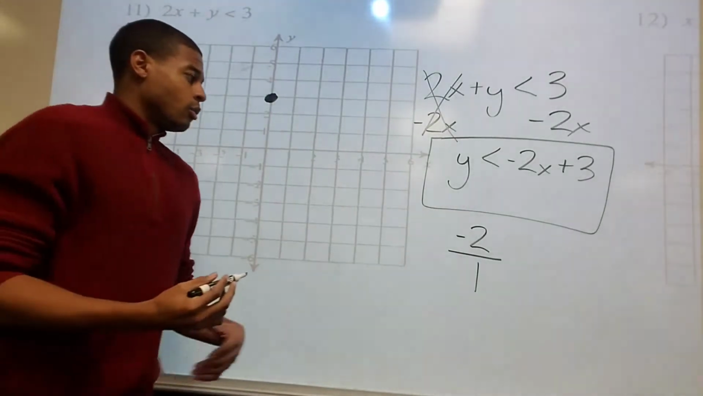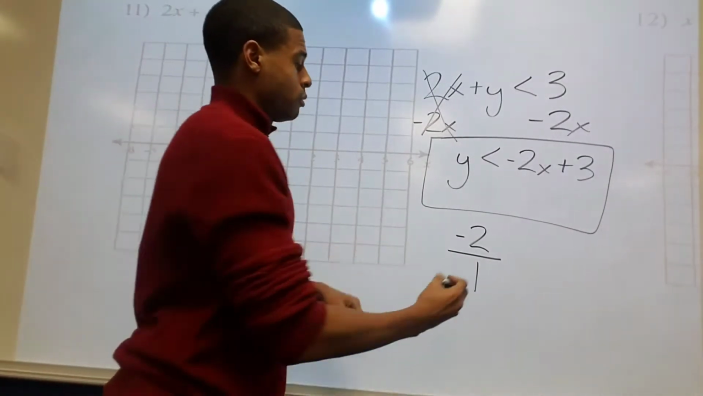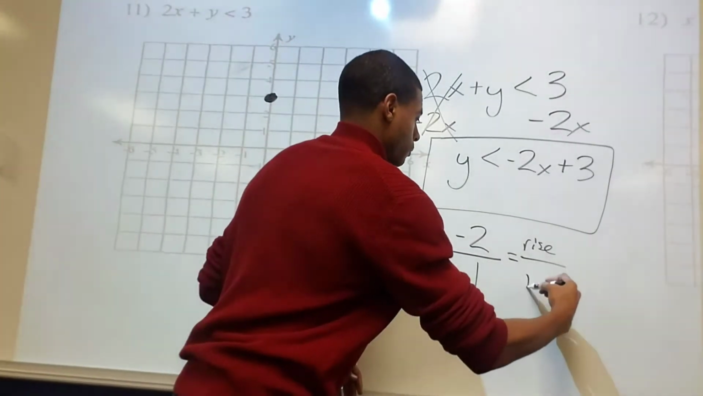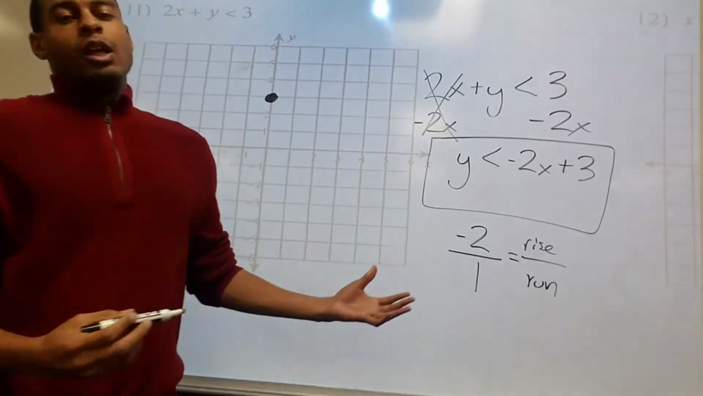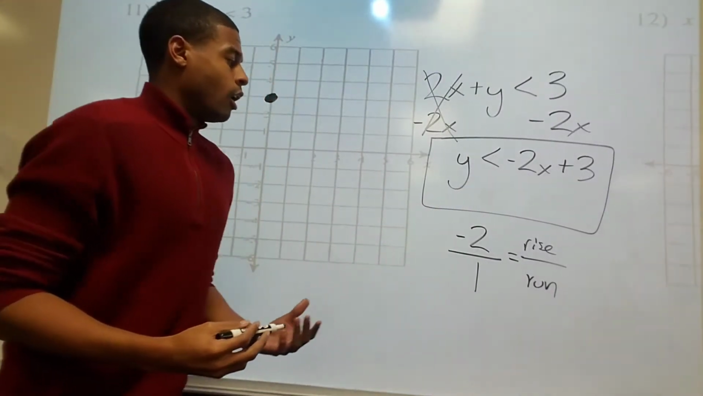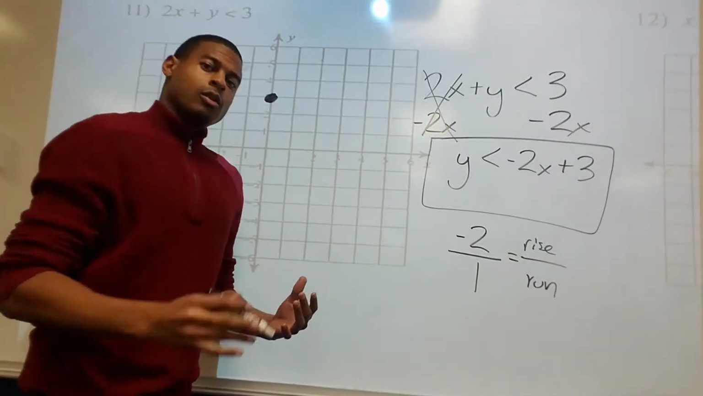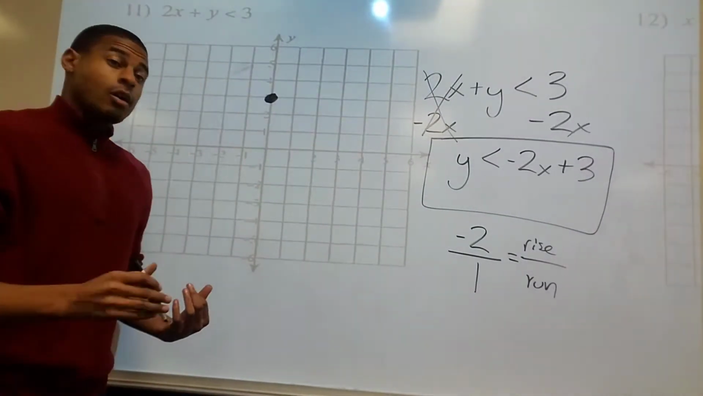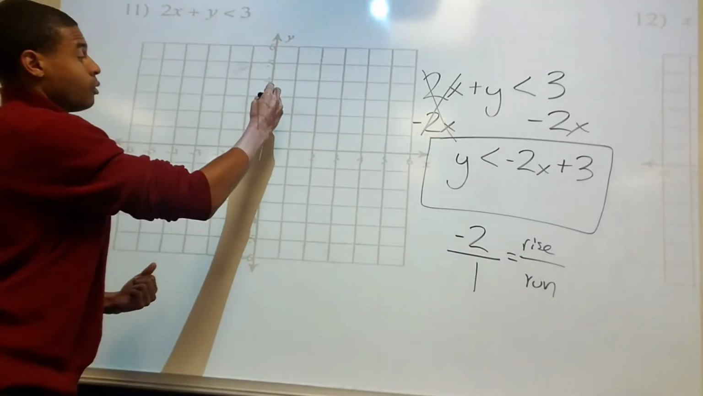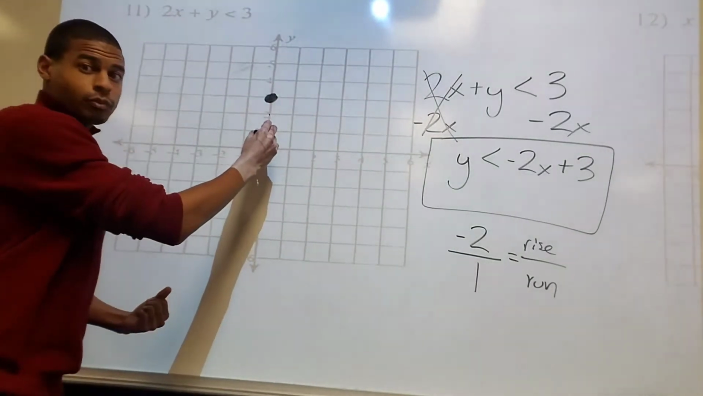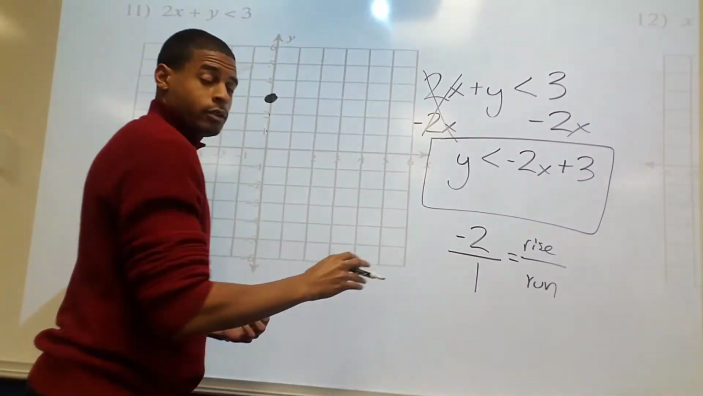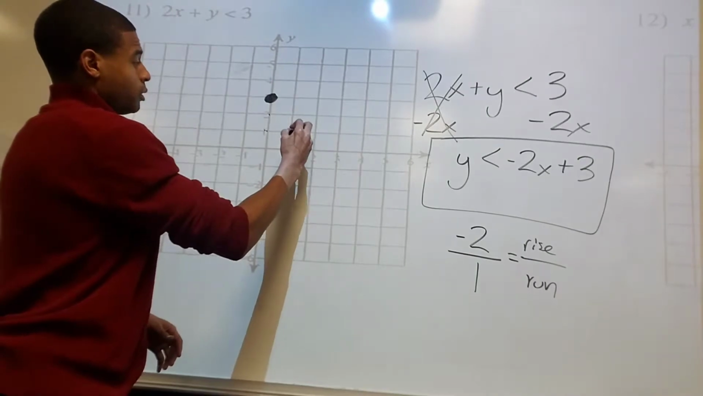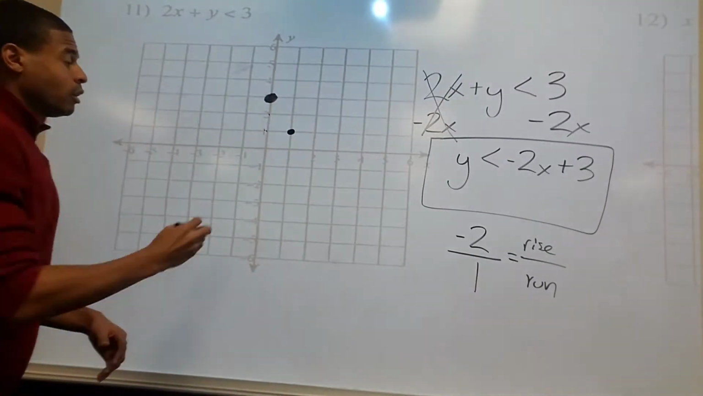Okay. Now the top is the rise and the bottom is the run. Given the word rise, we can rise either up or down on the y-axis. Since this is a negative 2, we're actually going to rise down, all right? So we're going to go 1, 2, and then we're going to run a positive 1, so we're going to go to the right 1 time. So we have a point there, okay?